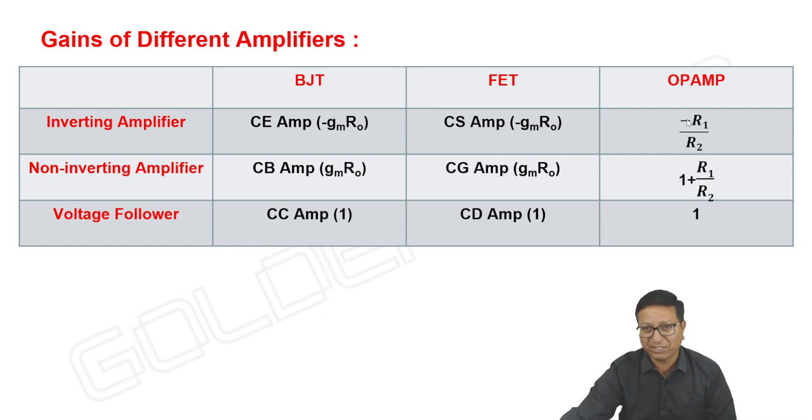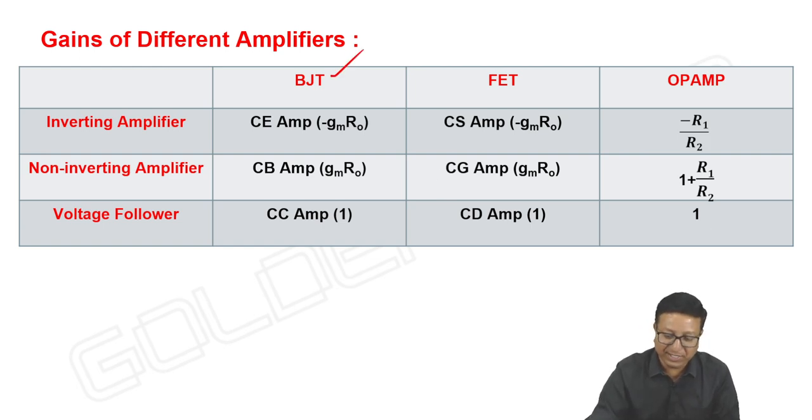There is a slight difference. Magnitude is almost similar, almost equal. To be frank, even with BJT and FET, the gains of CB and CG amplifiers are slightly greater than CE amplifier and CS amplifier respectively. Next, voltage follower or buffer amplifier: using BJT it is the CC amplifier whose gain is 1, with FET it is the common drain amplifier whose gain is 1, and with op amp the buffer amplifier gain is directly 1. We have studied the BJT and FET circuits already.